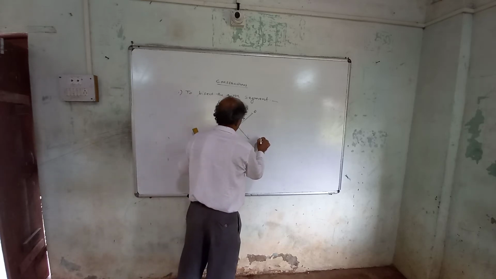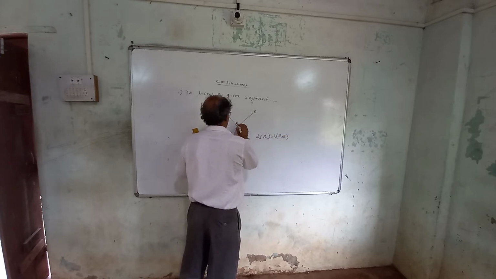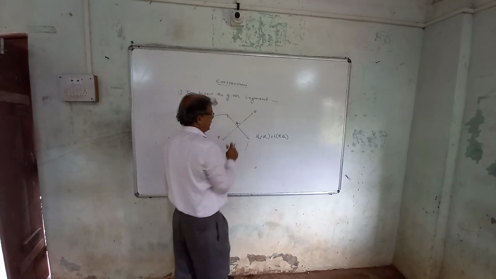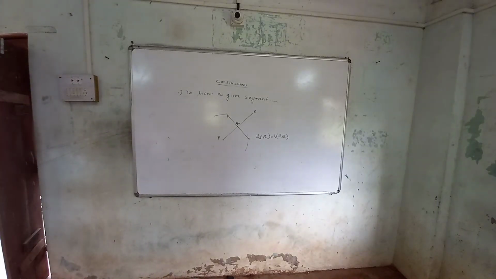So now here, length PR will be equal to what? Length RQ. So we say this point R bisects segment PQ. So this is how to bisect the given segment, and to bisect the given what? Angle.